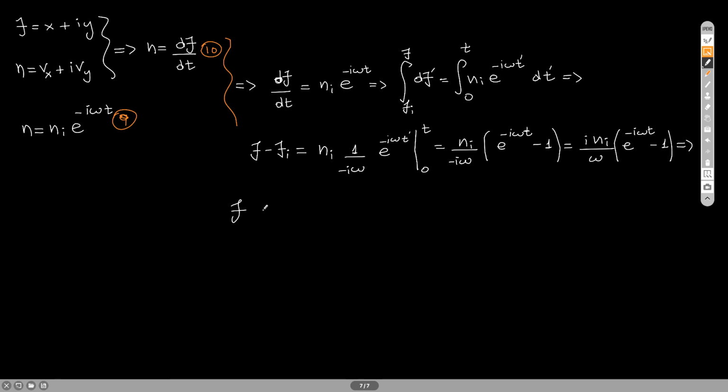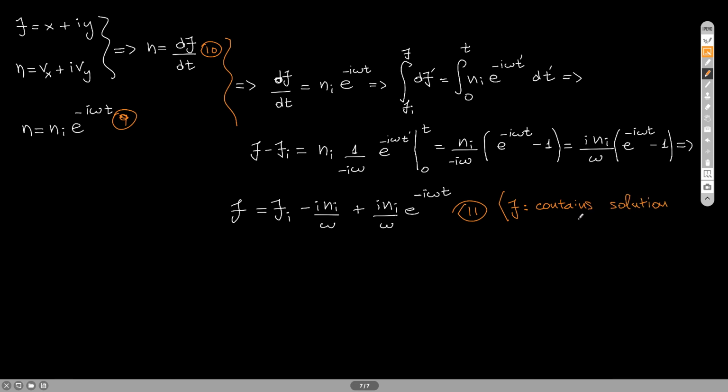So moving on, xi as a function of time, which depends on the initial position, is equal to xi initial, minus i eta initial over omega, plus e to the minus i omega t, and I'm going to call this equation 11. And I want to make a note: xi includes the information about the position, so this contains the solution for position.